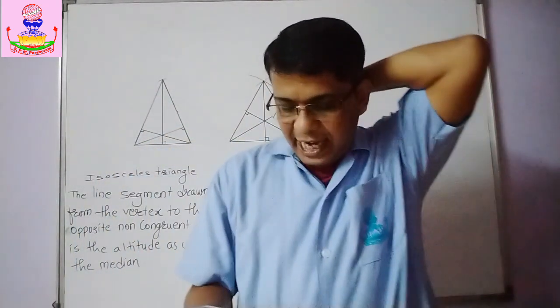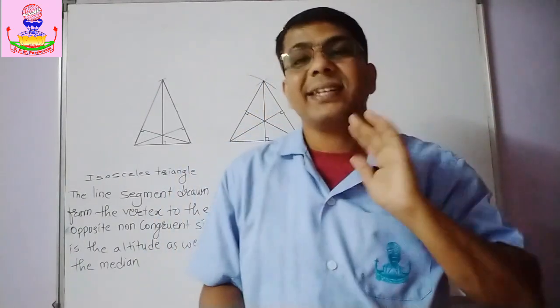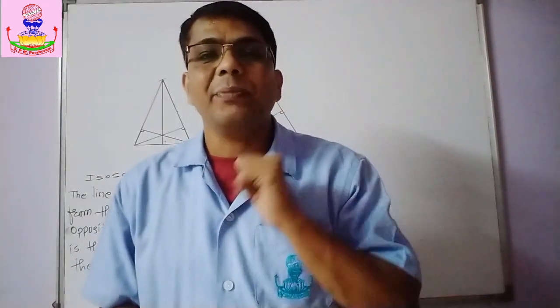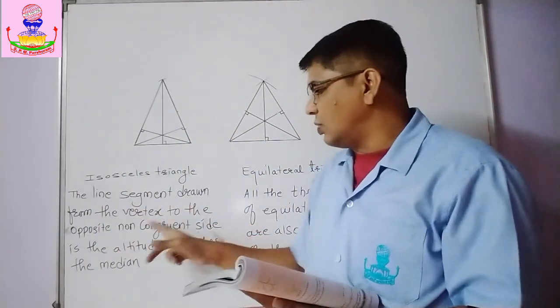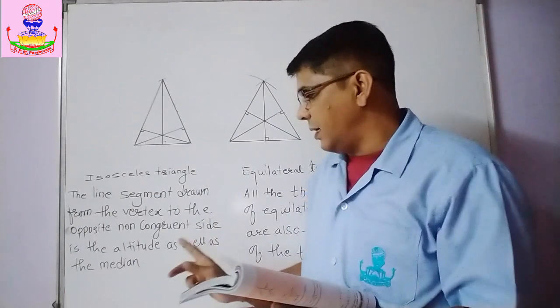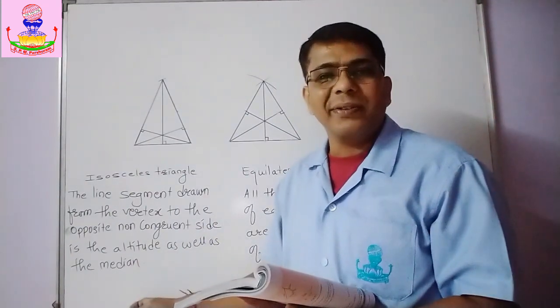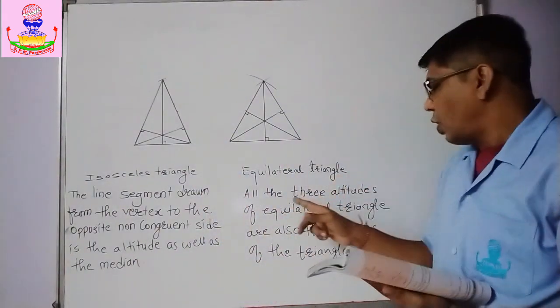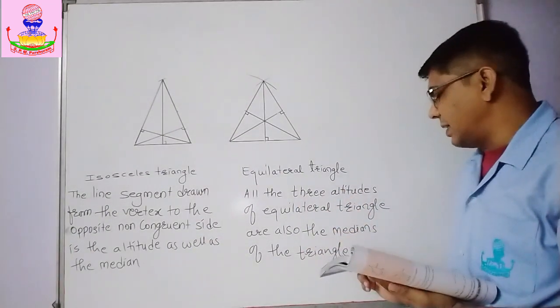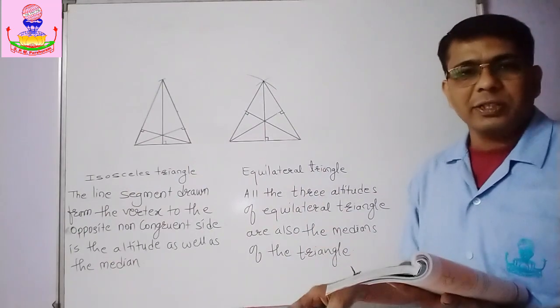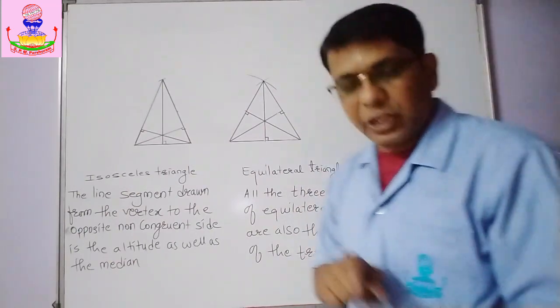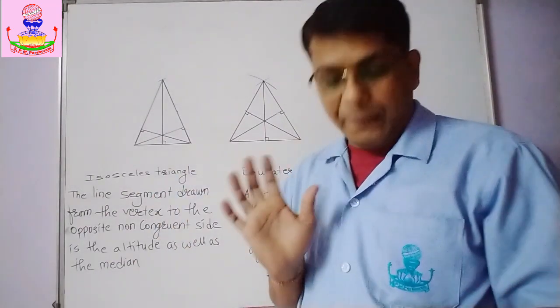And now last, can the altitude and median be the same for a triangle? Yes, they can be the same. For an isosceles triangle, the line segment drawn from the vertex to the opposite non-congruent side is the altitude as well as the median. And for an equilateral triangle, all the three altitudes are also the medians of the triangle. So you will draw these two figures. Okay. So that is the answer for the fifth question.